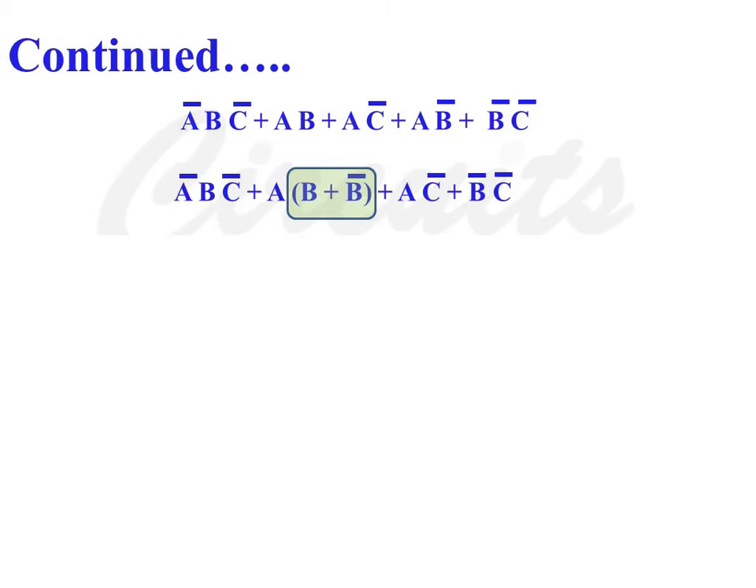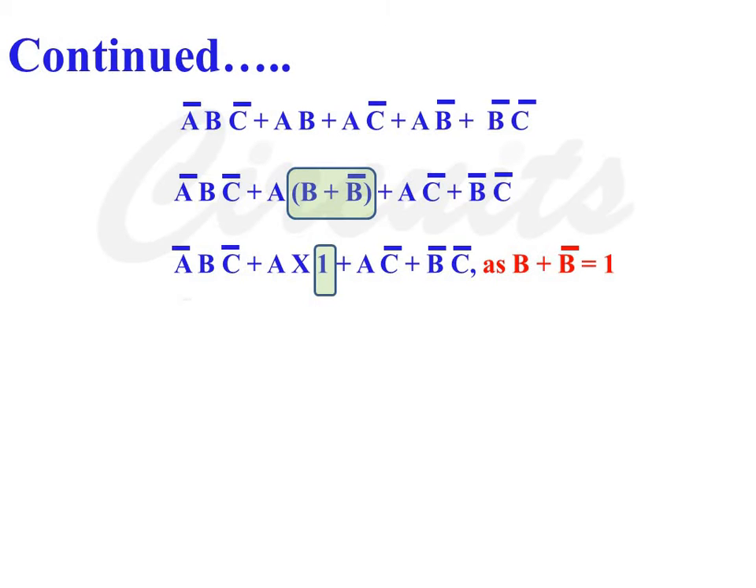Now in this expression, we can take a as a common term from the product terms ab and ab bar. Therefore, the equation becomes a bar b c bar + a(b + b bar) + ac bar + b bar c bar. We know that b + b bar is equal to 1. Therefore, we can rewrite this equation as a bar b c bar + a into 1 + ac bar + b bar c bar. A bar b c bar + ac bar + b bar c bar.